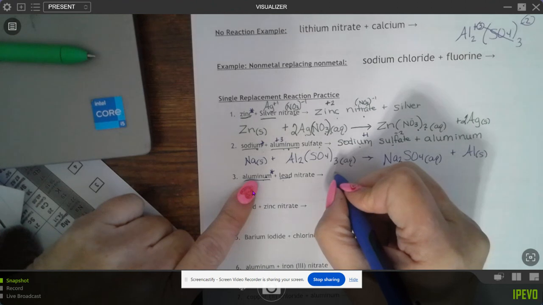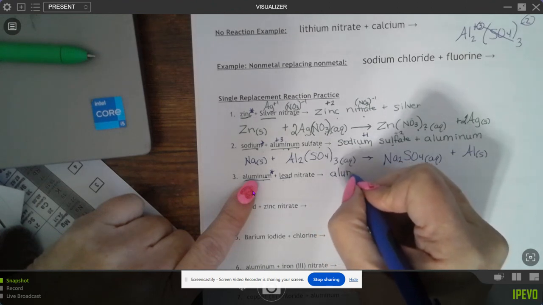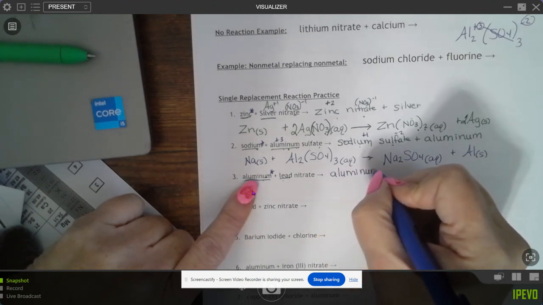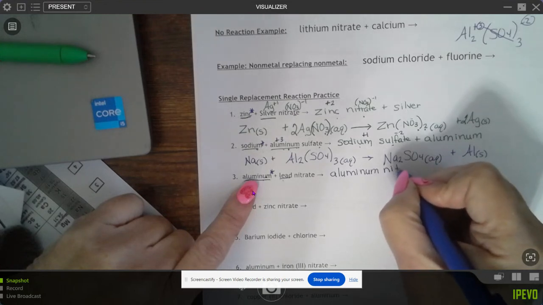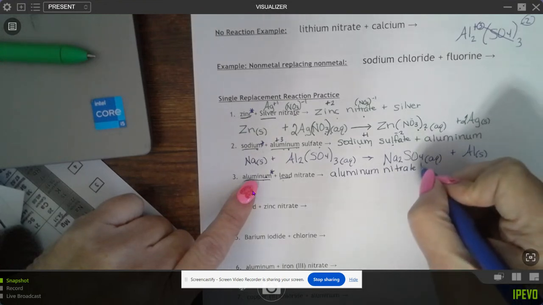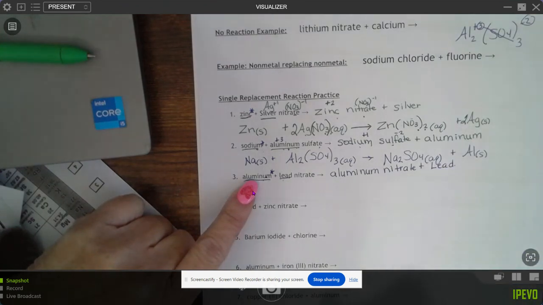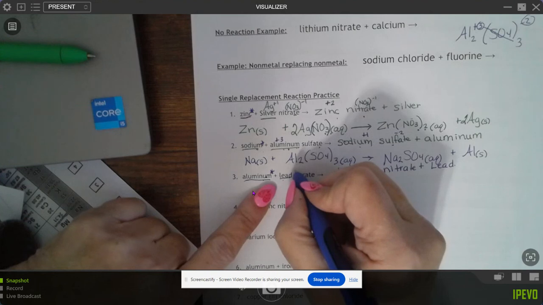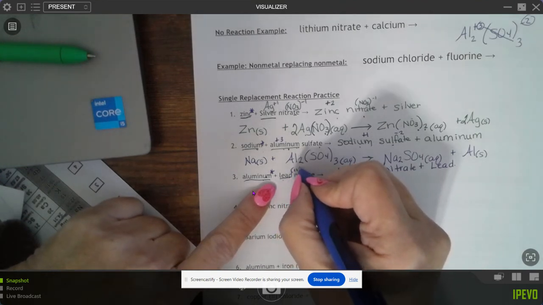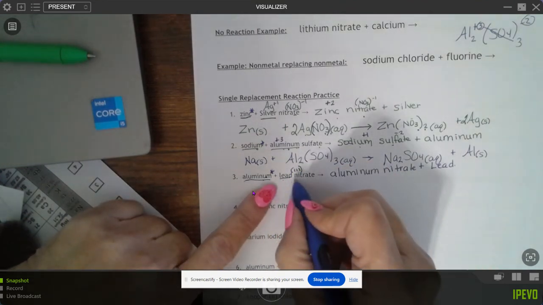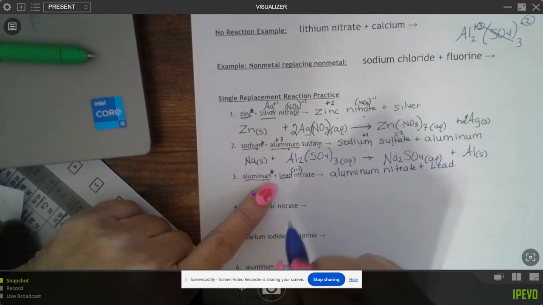So we end up with aluminum nitrate plus lead. Didn't leave us enough room to write on this. And I did not include this. I told most of you in class, this should have had a Roman numeral 3, so lead(III) nitrate.